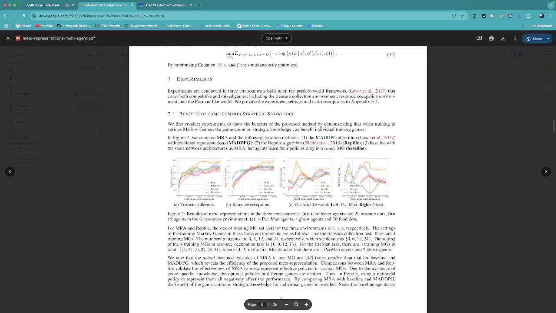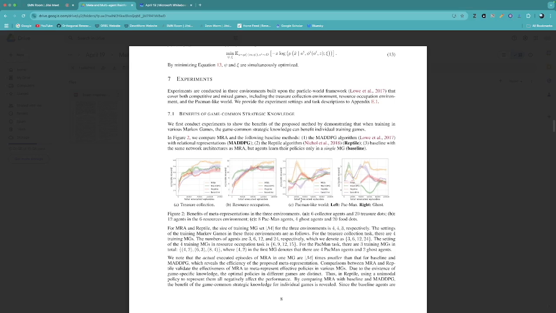So they have these different algorithms that they use. The MADD-PG algorithm with relational representations, the Reptile algorithm, and a baseline with the same network architecture as MRA, but agents and their policies only in a single MG, which is this baseline. So this is baseline, Reptile, MADD-PG, and MRA. So you can see in treasure collection, MRA outperforms the others. In resource occupation, MRA also outperforms the others, and this happens after a number of total executed episodes. But early on, the MAD-DPG actually exceeds performance of the others in terms of resource occupation.